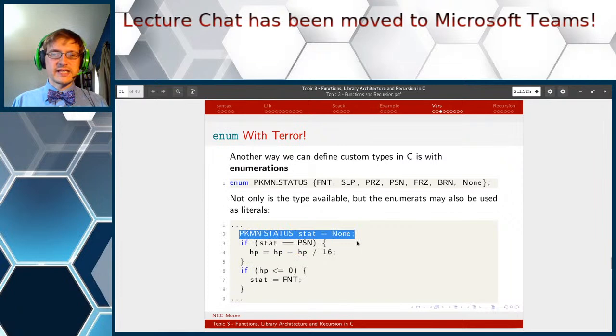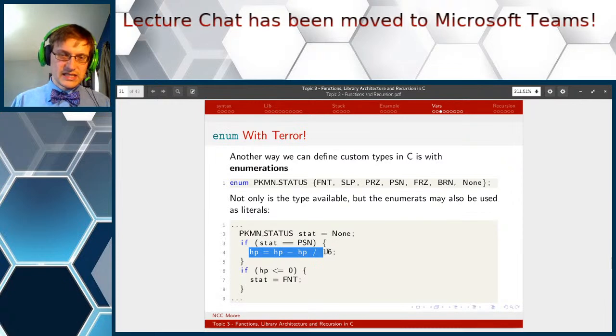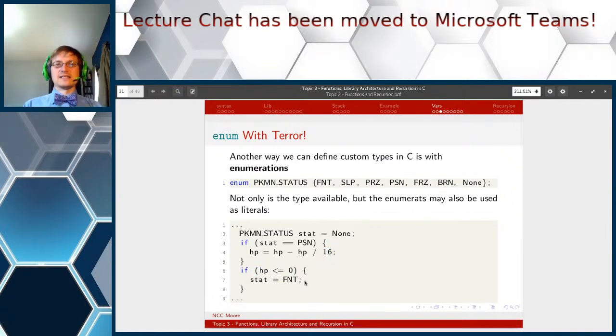We are declaring a status, initializing it to none. If the status is poison, then HP equals HP minus HP divided by 16. If the HP is less than or equal to 0, then stat is equal to FNT. It just makes the code much, much more legible.